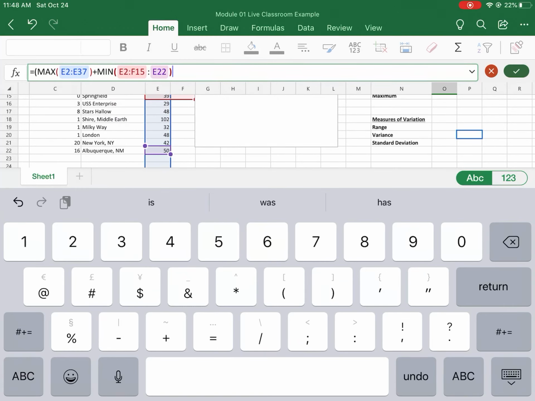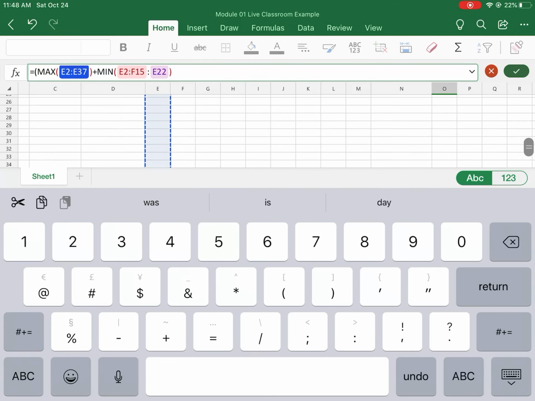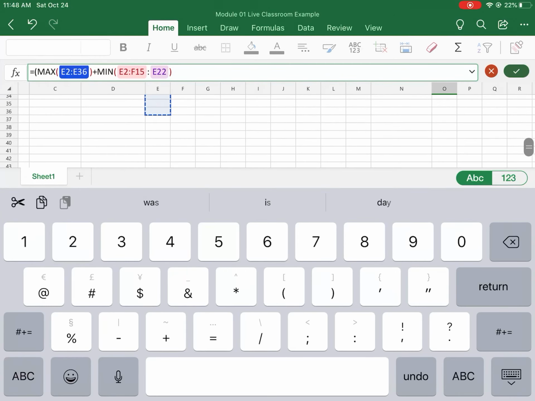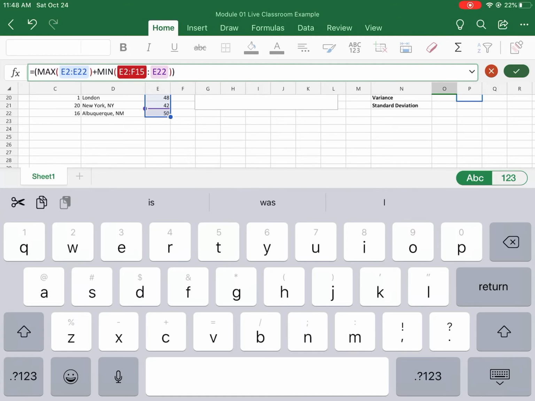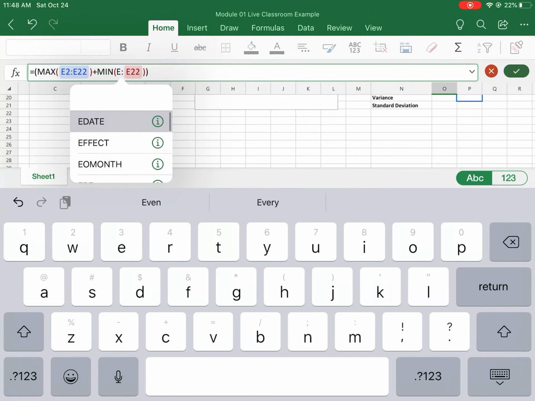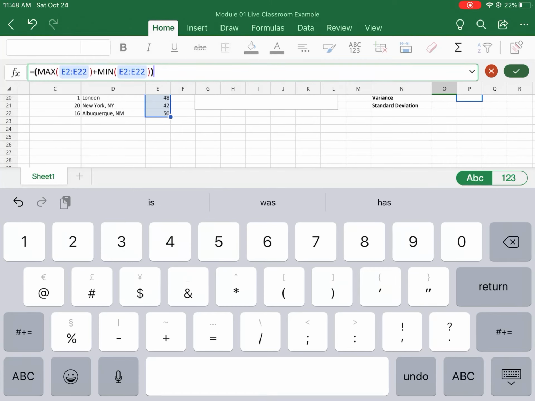Okay, and I do need to fix this over here. There we go. Okay, now I'm going to make sure I close my parenthesis. Ooh, I don't know why I have that. That should just be E2. There we go. And one thing, if you notice, mine was highlighted in red. That was telling me I had an error. Okay, and now I'm going to hit divided by 2.